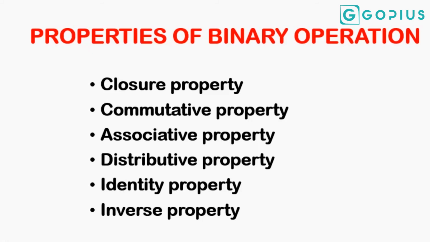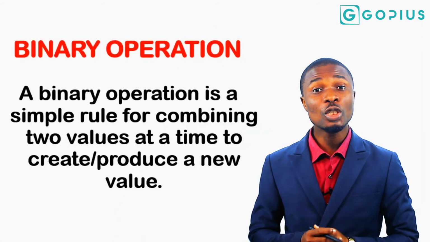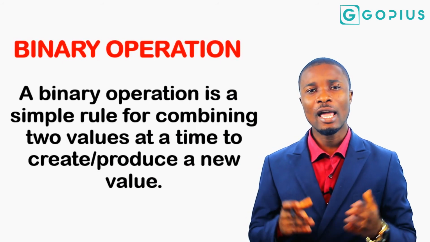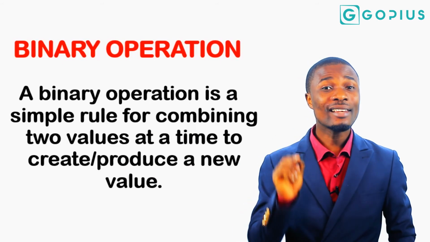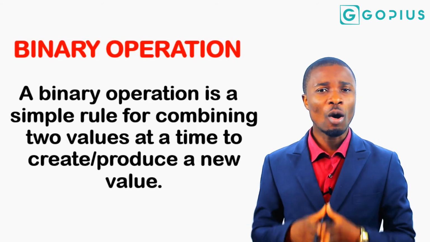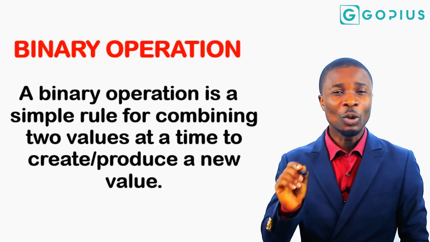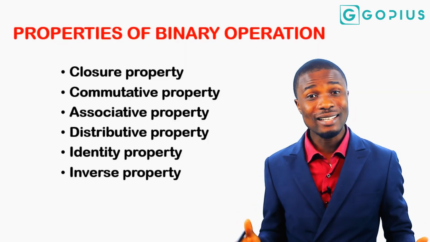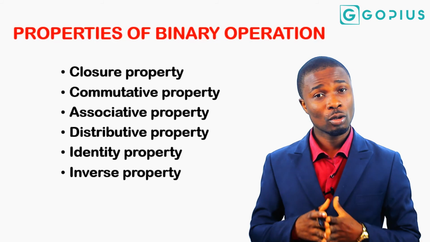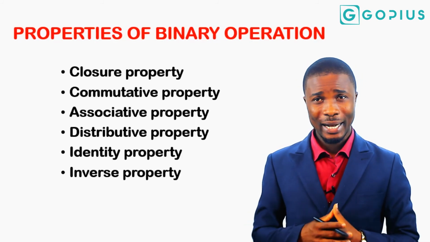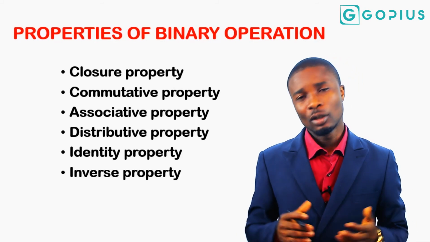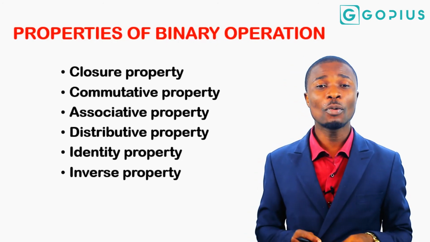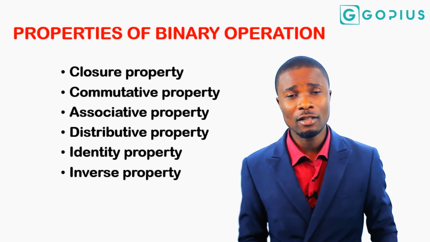Ladies and gentlemen, that has been our session on binary operation, in which I've established what binary operations are all about. Of course, I have told you that a binary operation is a simple rule that will always combine two values at a time to produce a single value. And I have discussed the properties of binary operations: closure property, commutative property, associative property, distributive property, identity property, and of course the inverse property.